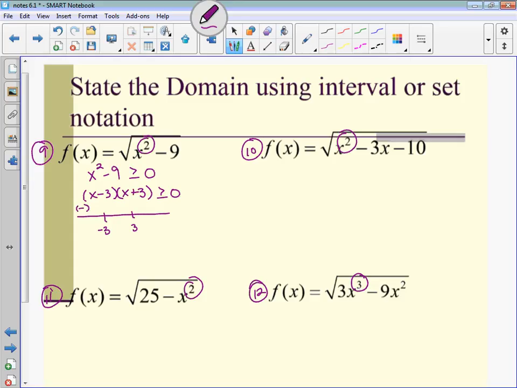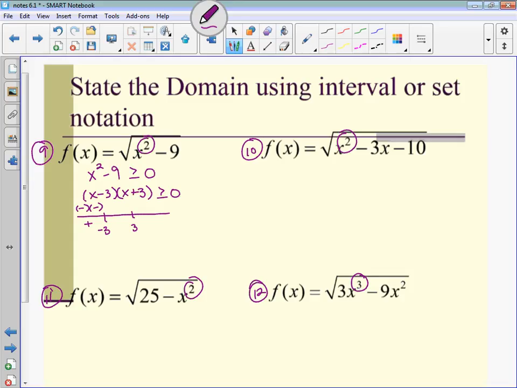Okay. What if I plug it into the second parenthesis? What's negative 4 plus 3? Negative 1, so that's also negative. If I multiply the two together, what do I get? A positive number. So that little section is positive. Are you with me? Okay. We move on to the next section.